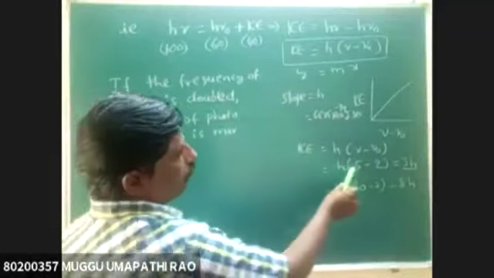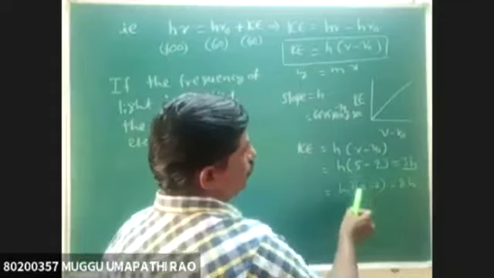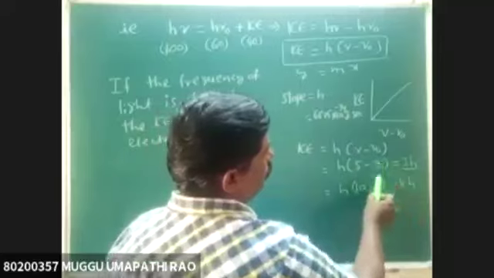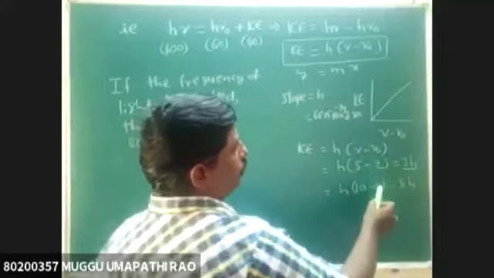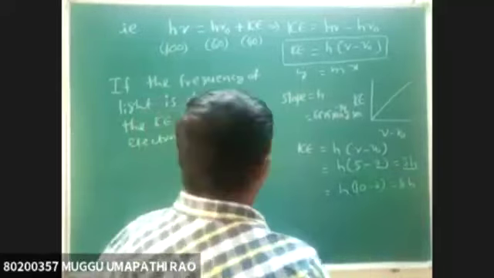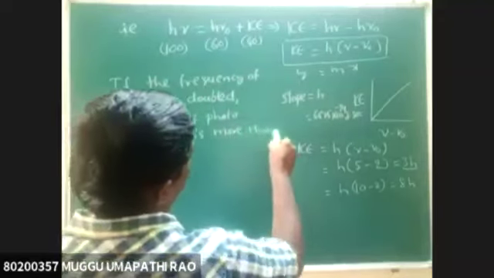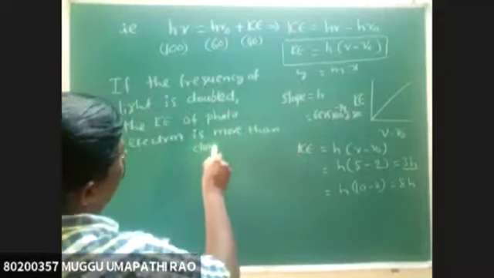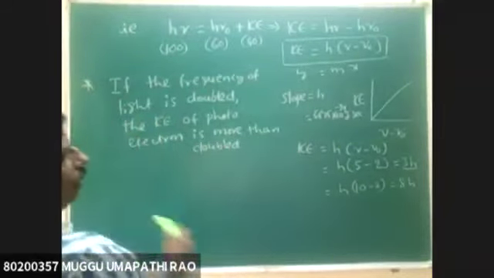What is the kinetic energy when the frequency is 5? 3h. If it is 10, 8h. The threshold value is constant, that's why we should not change it. If the frequency is doubled, the threshold is constant. That's why 8h. So more than double. I want to say that point. Very, very important. In examinations, they will ask this point.